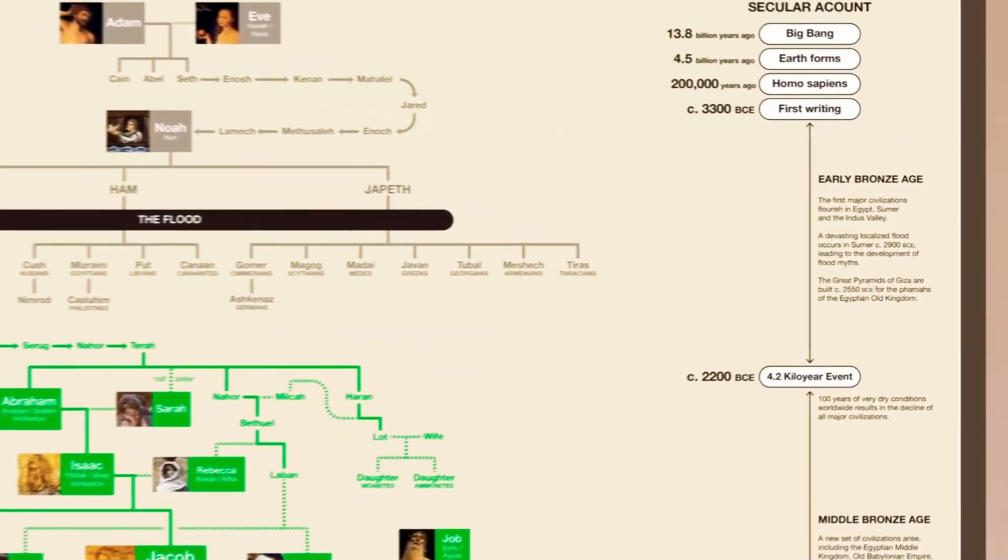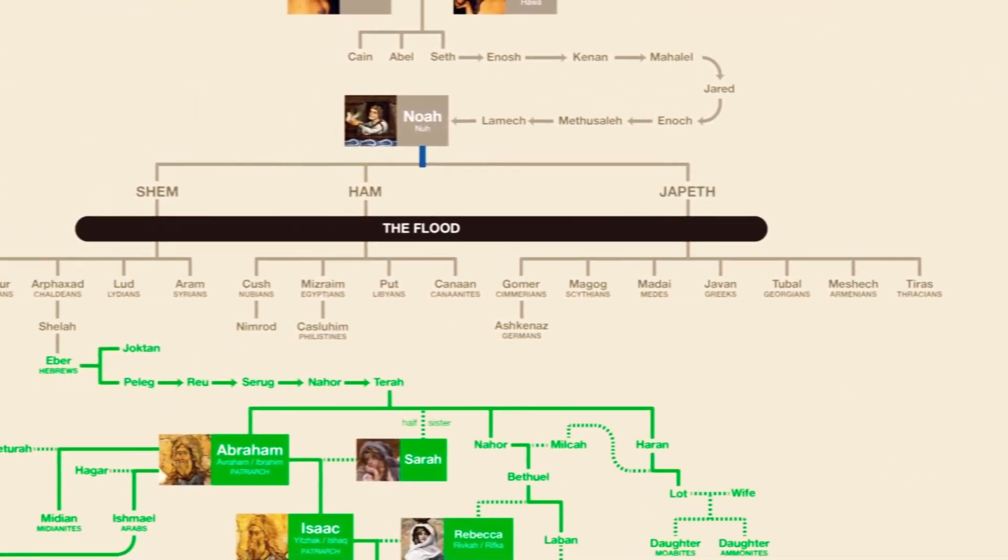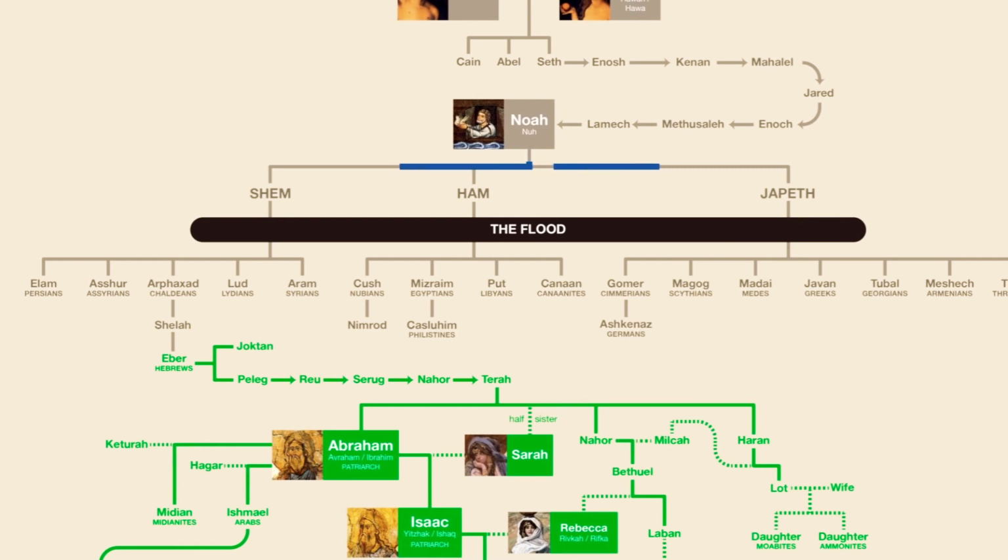For example, on the secular timeline, I've noted that around the year 2900 BCE, there was a devastating yet localized flood in Sumer, and that this is the most likely candidate for the event that inspired the various Middle Eastern flood myths. Maybe. According to the Bible, Noah had 3 sons, and therefore everyone alive on earth today would be a descendant of either Shem, Ham, or Japheth. Yep. This is where the idea of there being 3 distinct human races comes from. Yep. Usually named white, black, and yellow.